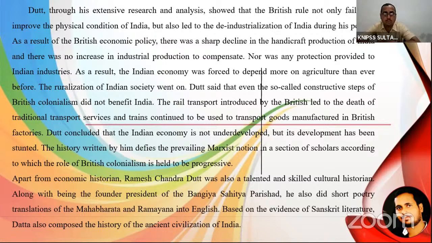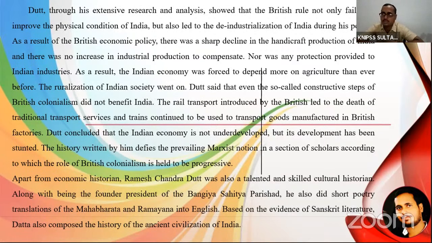As a result, the Indian economy was forced to depend more on agriculture than even before, because the people who were unemployed by the shutting down of handicraft industries or Indian domestic industries were facing a problem of survival. In that period, agriculture was the only source of livelihood. So a huge number of people belonging to handicraft and other rural industries moved to rural areas, and this was the cause of the ruralization of Indian society, because most of the population was mobilized into this occupation.